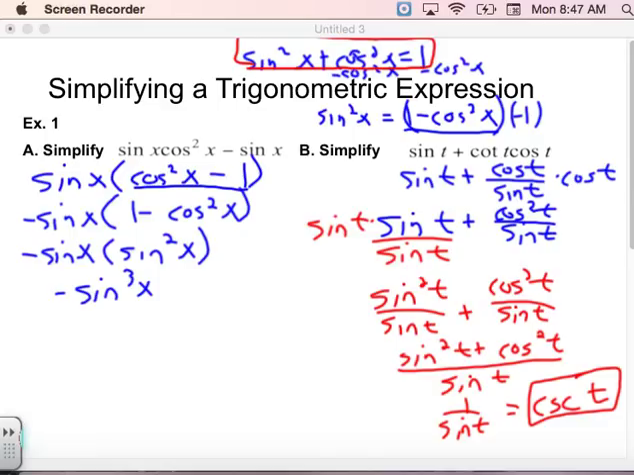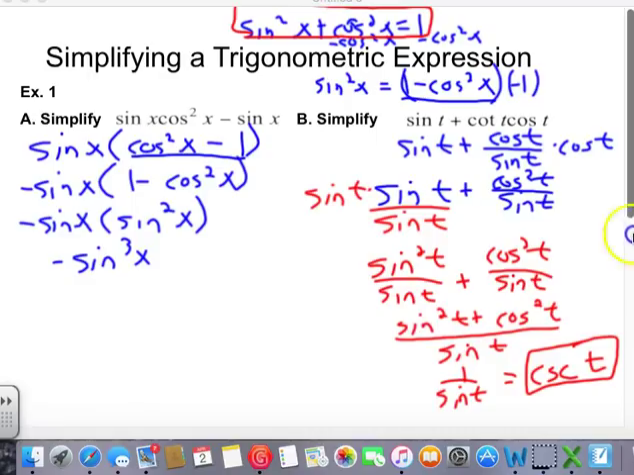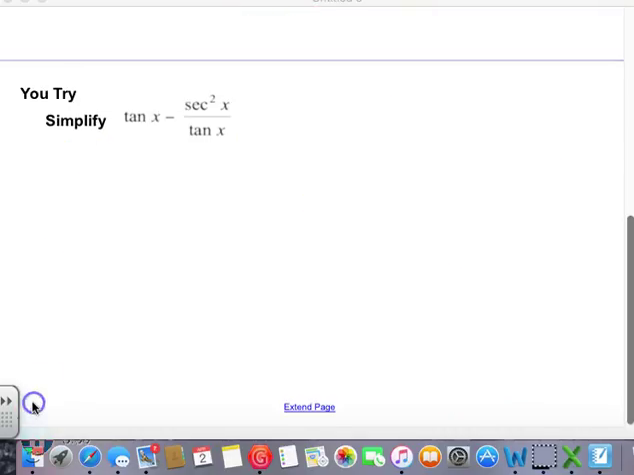Sometimes you got to factor. So a lot of times you just have to try different things and look and see what's going to work, what's going to help you simplify things down. Sometimes it is just a trial and error type thing. So give this a try, and I'll answer questions if you need help.